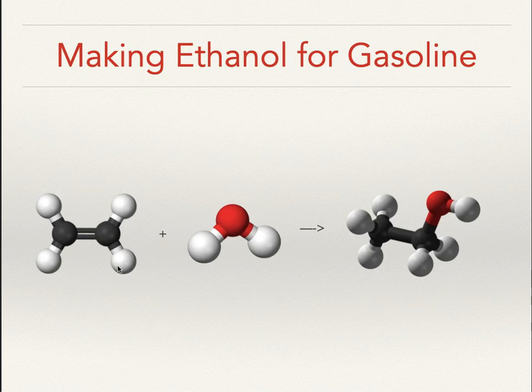You start with this molecule, which you may recognize from section 20.8. Was it 20.7? One of those. This is ethylene with a double bond. And then you react the ethylene with water, and sure enough, you get two carbons, one oxygen, six hydrogens. So this is another reaction that makes ethanol.